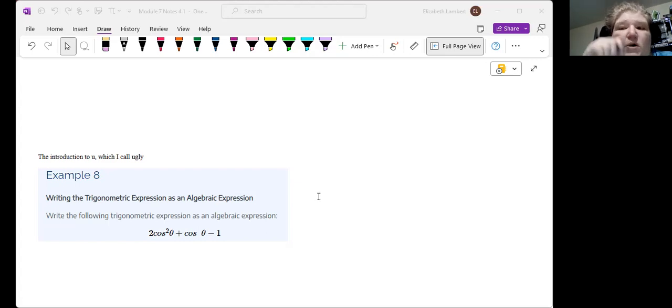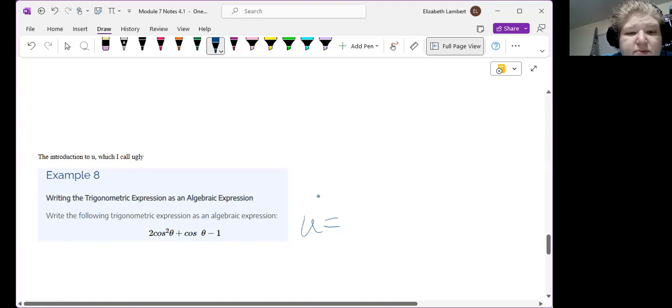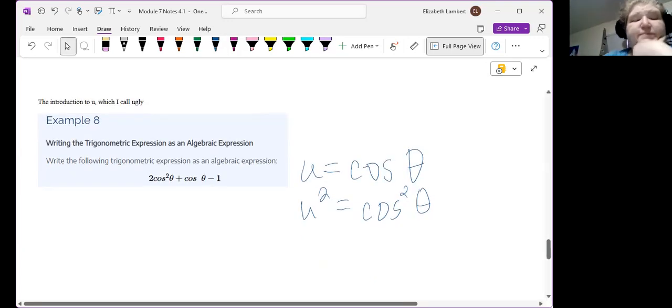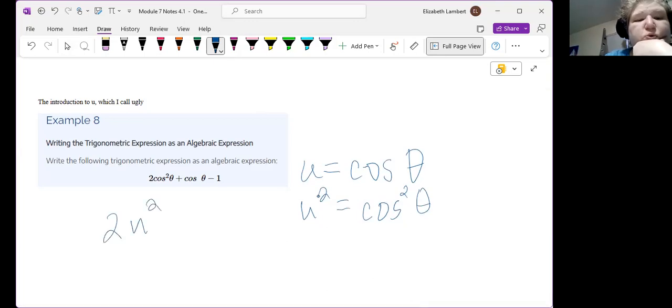So notice it has that quadratic pattern, a squared thing, a linear thing, and a constant term. So we're going to turn this into a quadratic. So my u here, my ugly, is the cosine of theta. So my u squared is cosine squared theta. So I'm going to trade out those substitutions here. So this is now 2u squared plus u minus 1.